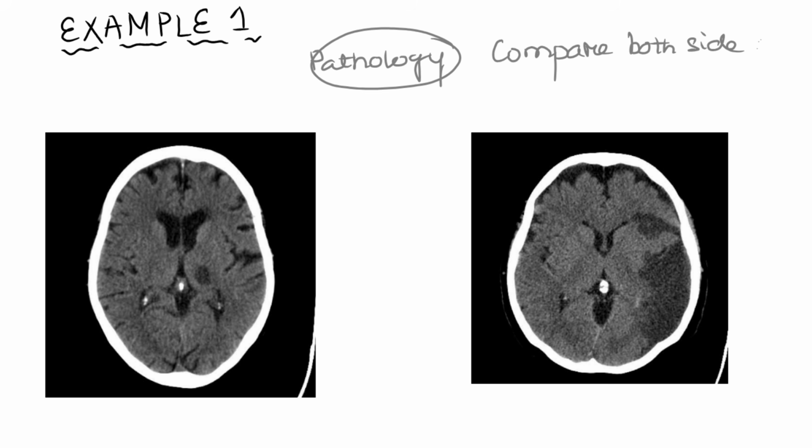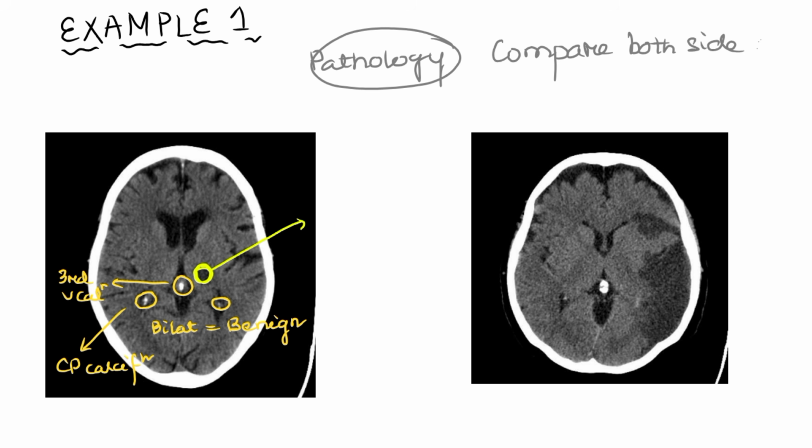Now see, in the first example, you can see certain hyperdense lesions in both sides, but they are bilaterally situated. That means they are benign. So these are CP calcifications like we have seen before in the console video also, and this is the third ventricle calcification. However, here there is a hyperdense lesion, hyperdense to CSF but hypodense to the surrounding soft tissue. That means this is an infarct.